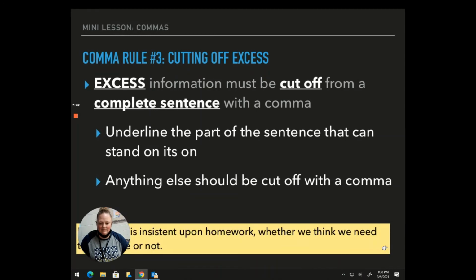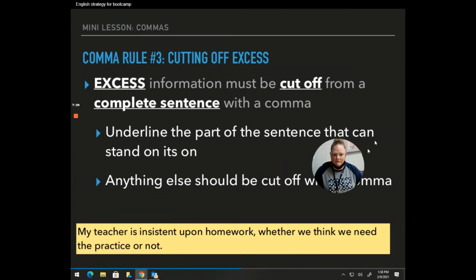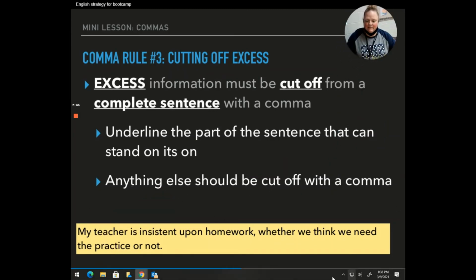Hooray! Let me see if I can move. Oh, I'm going to move myself up here. There we go. My teacher is insistent upon homework, comma, whether we think we need the practice or not. Whether we think we need the practice or not, that is excess information. We don't need it. The complete sentence is my teacher is insistent upon homework. So we set that aside with the comma.